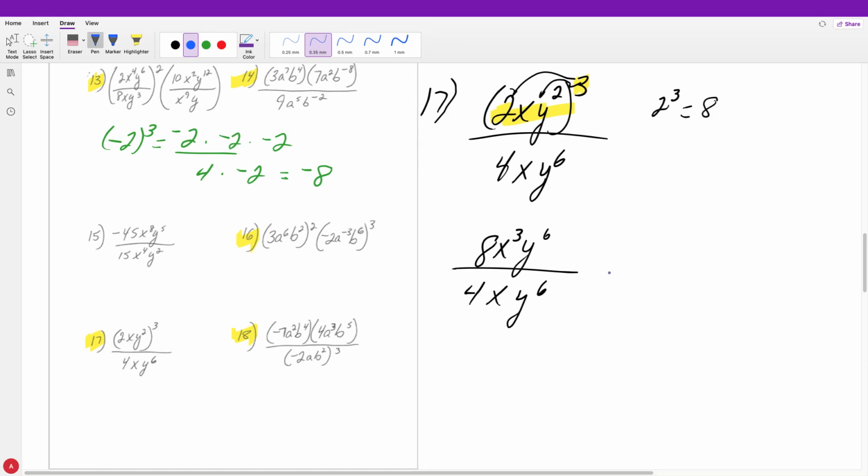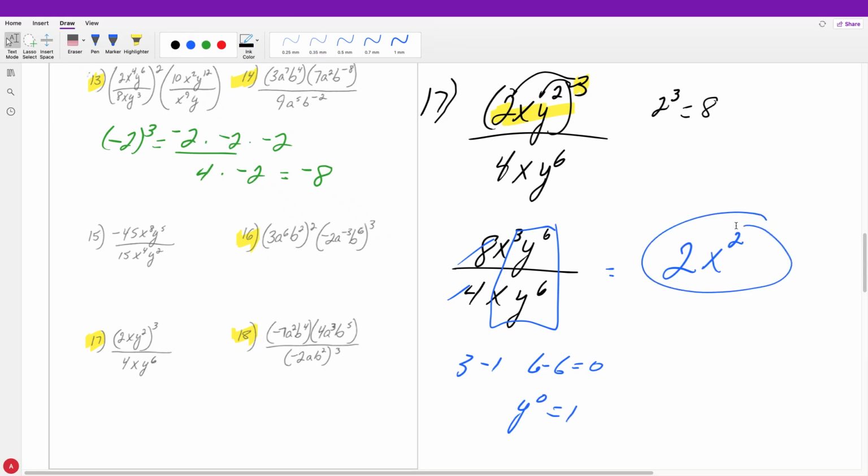Well, 8 over 4 I know is going to reduce to 2. I have more x's in my numerator, so my x's will end there, and 3 minus 1 gives me 2, so I have x squared. And anytime I have the same amount, I know that they're going to cancel completely, or 6 minus 6 is equal to 0, and anything raised to 0 power is 1, so I don't need to write y, and our final answer is just 2x squared.